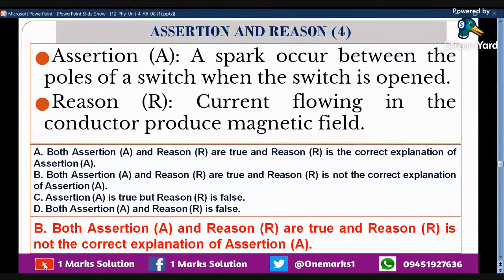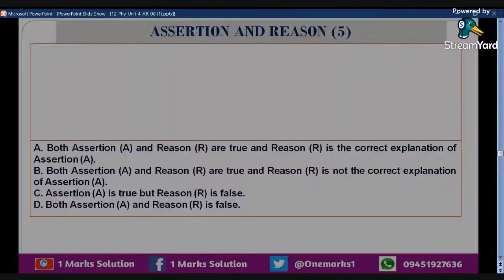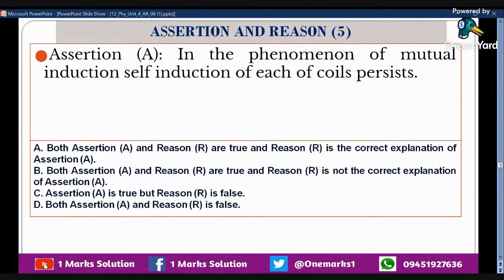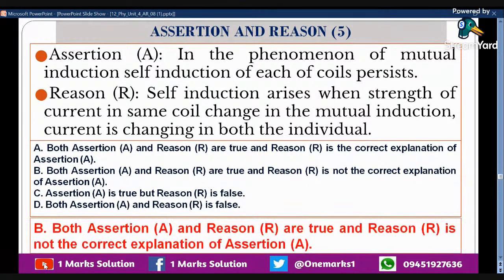So what is the option? We can say option B. Now we can go for the next assertion and reason, the fifth one. In the phenomenon of mutual induction, self-induction of each of the coils persists. That we know. Anyway, if mutual induction is there, that means if two coils are there, self-induction will be there. Sure. Reason, what is the reason?